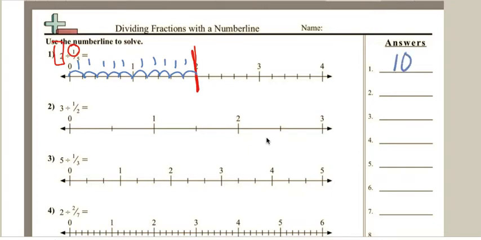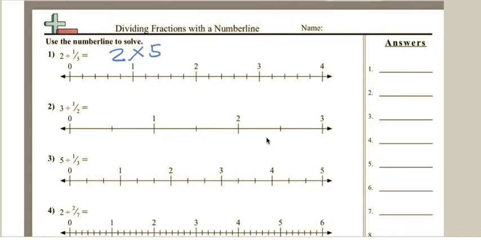Now you can check it with keep change flip, which, let me erase this. You would keep the 2, you would change the symbol, and flip your fraction. So of course you take your whole number and put it over 1. When you work it out, you get 10 over 1, which is equal to 10, which we got.